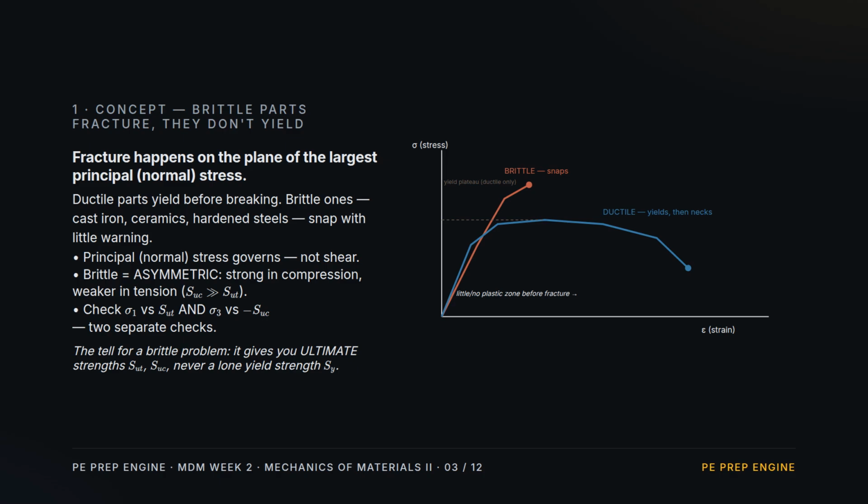Concept 1. Brittle parts fracture. They don't yield. A ductile material stretches into a yield plateau and necks down before it breaks. A brittle material snaps almost immediately, a clean fracture on the plane of the largest normal stress. 2 features drive everything downstream. Failure is set by the principal normal stress, not shear, and brittle materials are asymmetric, much stronger in compression than in tension. That asymmetry is why 1 stress state needs 2 checks.